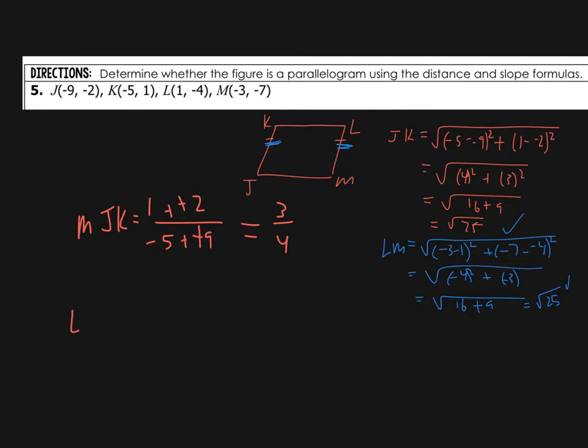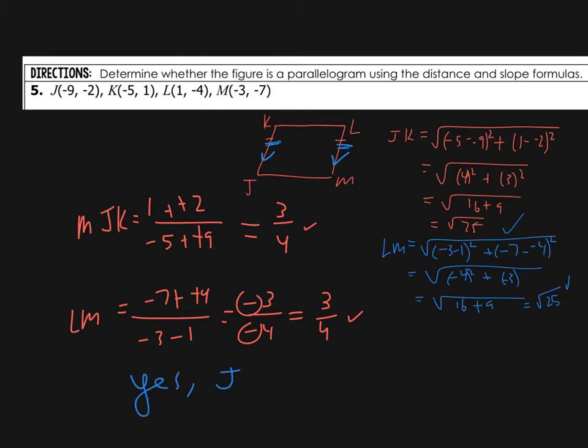Now how about LM? LM is going to be the difference of the y's, negative 7 minus a negative 4, all over negative 3 minus 1. That's going to be negative 7 plus 4, which is negative 3, and negative 3 minus 1 is a negative 4, which reduces to a positive, right, because I got a negative over a negative, and so I have the same slope. So these are both congruent and parallel. So yes, JKLM is a parallelogram.